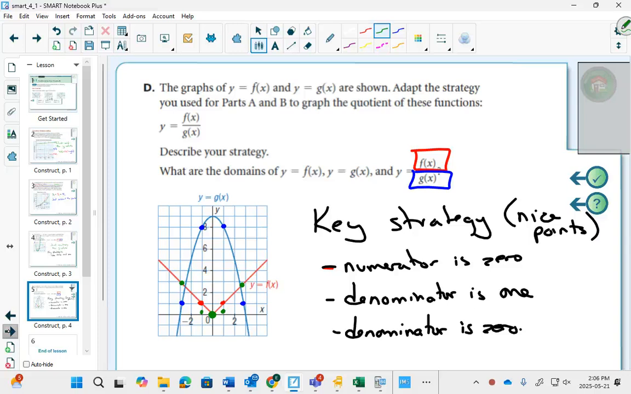Think back to chapter 2, into our rational functions unit. What were the possibilities when you had a non-permissible value? Non-permissible values ended up being one of two things. Do you remember the two possibilities when you had a non-permissible value? Vertical asymptote or hole. Okay?